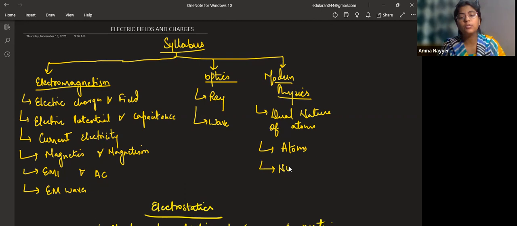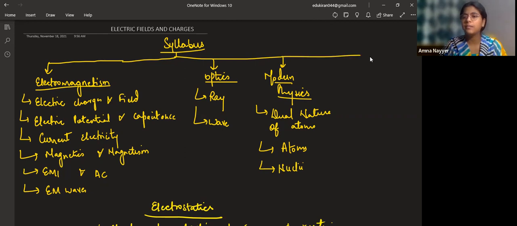And lastly, you have nuclei. Now nuclei is a very small lesson. The radioactivity portion is not included now. So modern physics is a very small topic, a very scoring topic, and it's easy. The theoretical part is also there, very few calculations, so you'll be able to manage it.